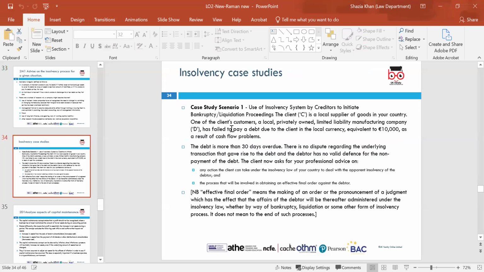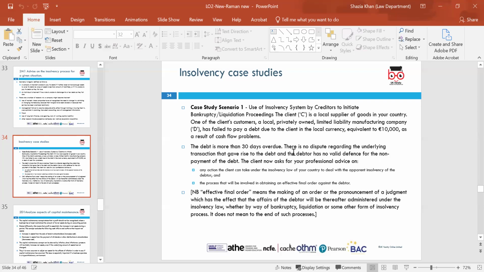So, insolvency case studies. Here you've got case study 1, which looks at the use of the insolvency system by creditors to initiate bankruptcy or liquidation proceedings. The client C is a local supplier of goods in your country. One of the client's customers, a local privately owned limited liability manufacturing company, has failed to pay a debt due to the client, in the local currency equivalent to 10,000, as a result of cash flow problems. The debt is more than 30 days overdue.